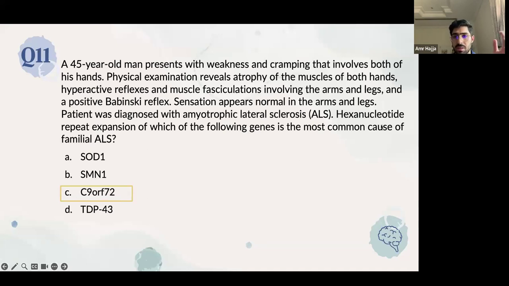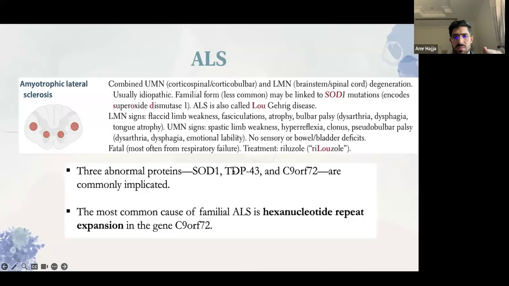And why is the answer here this gene? It's mentioned in the question: hexanucleotide repeat expansion of which of the following genes is the most common cause of familial ALS? So what I want you to know from this question is just know the most common cause of familial ALS. It's basically hexanucleotide repeat expansion of this gene here. Tamam. And know some of the other genes, like SOD1, which is an important gene for ALS. I think you guys took this in anatomy. You most probably took this in anatomy, right?